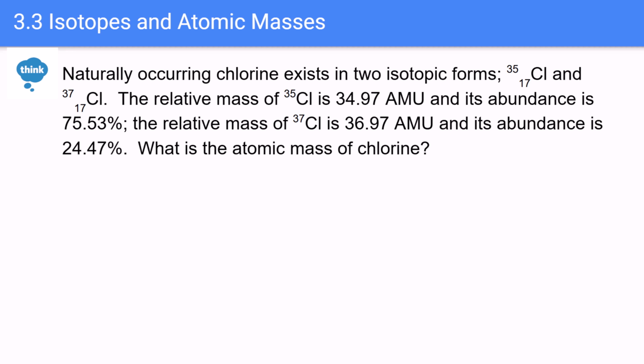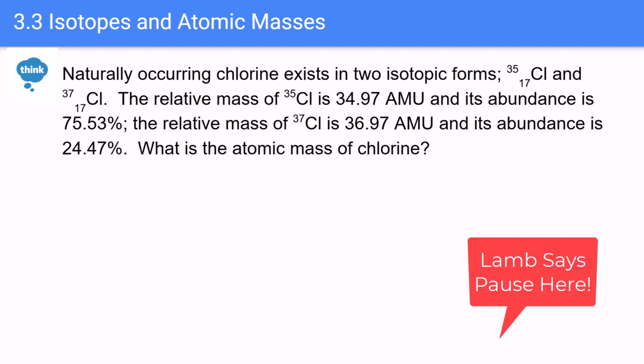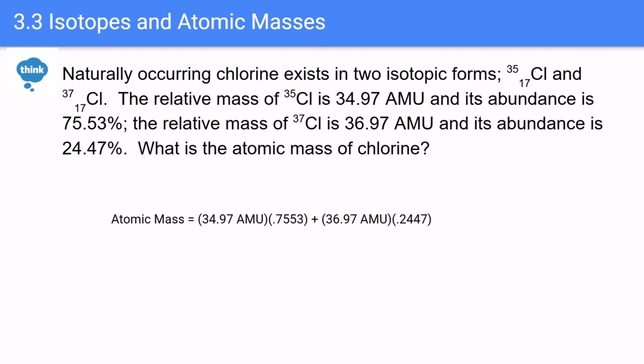So I'd like you to take a moment, pause the video, calculate that average atomic mass, and see if we get what we've predicted. I'll be back in just a moment. So here's the math done for you. Atomic mass here, 34.97 AMU. We're multiplying it by the decimalized form of that percentage, 0.7553. And then I'm going to add to that 36.97 times 0.2447.